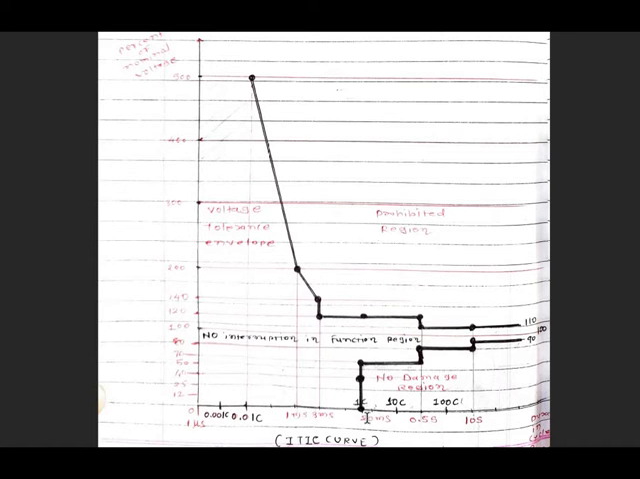Okay, so by connecting all these points, we can see three regions in this graph. The first one is above the first line, this portion. This is the prohibited region, in which the IT equipment must not function.